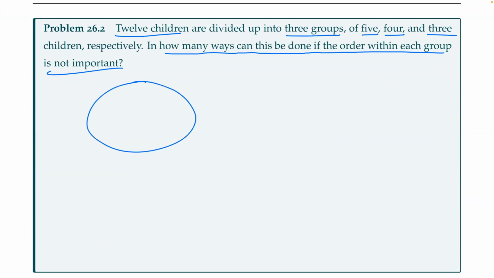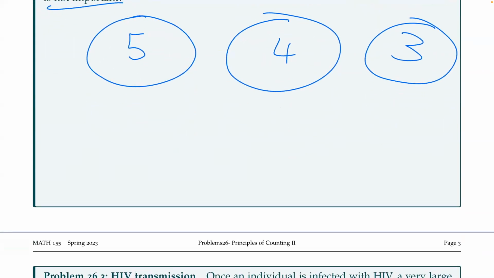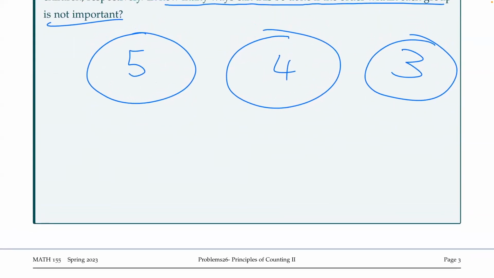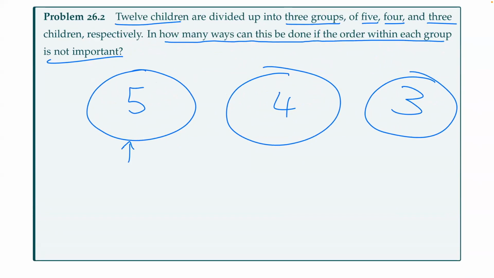Well, we have a group of 5. We have a group of 4. We have a group of 3. So let's think about this first group here, this group of 5. How many different ways can we select this group of 5? This is just going to be 12 choose 5. We're starting off with 12 children, and we're choosing 5 of them to go into this first group.